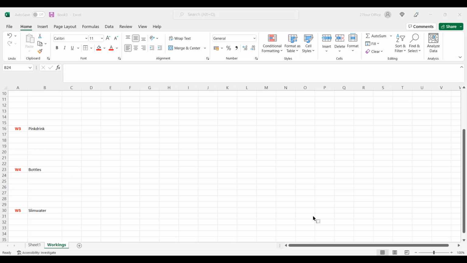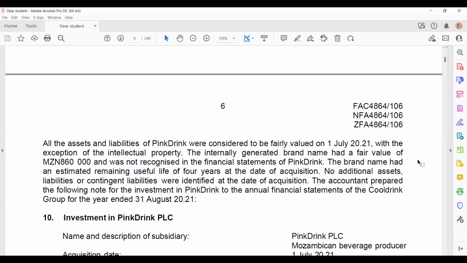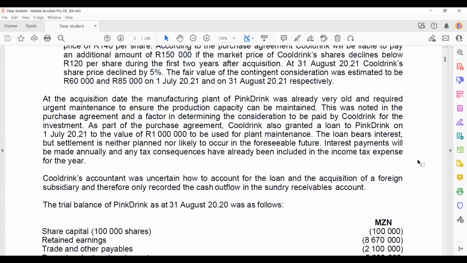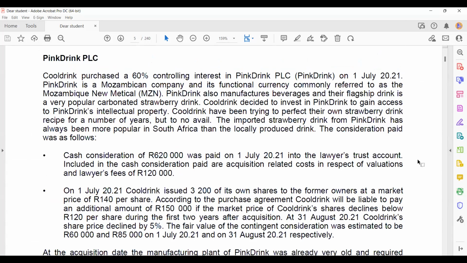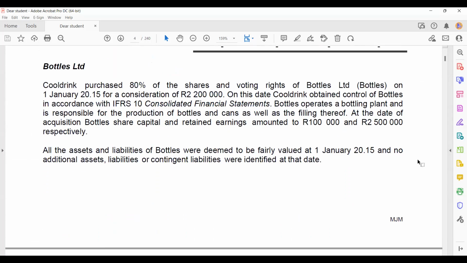So I'm going to start with bottles. Okay, so here I'm going to work on bottles. I think bottles are the second. So we work on, that's pink drink. Yeah, here we go with bottles. Okay, so here you can see Cooldrink purchased 80% of the voting rights of bottles on 1 January. On this date, we obtain control. We have all of that. Okay, so we don't need that.